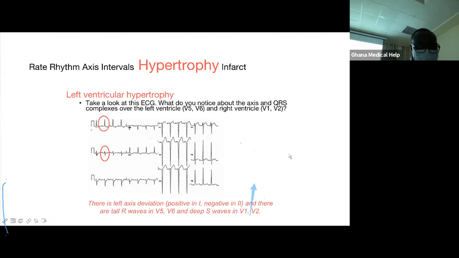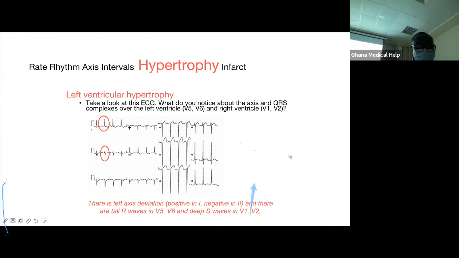Again, there's a left axis deviation, like one of the participants on the Zoom said, because it's positive in lead 1, negative in lead 2. Even if you look at AVF as well, it's negative. And there are tall R waves in V5 and V6, like I said, and deep S waves in V1 and V2. So this satisfies the criteria for left ventricular hypertrophy. So we are good. We'll be able to look at atrial enlargement, left, right. We've gone to ventricles, right ventricular hypertrophy. We've looked at left ventricular hypertrophy.